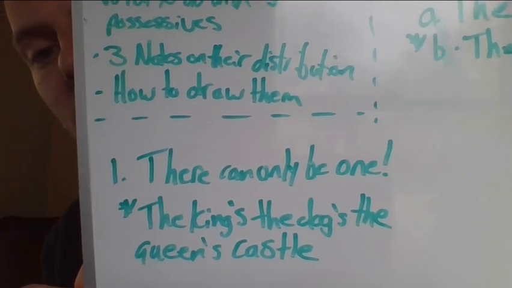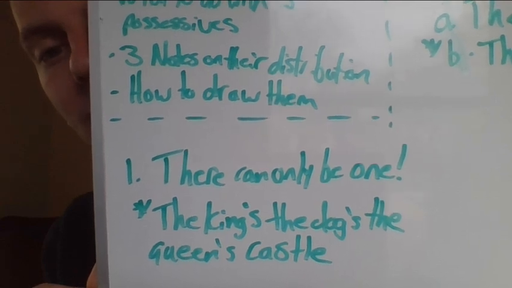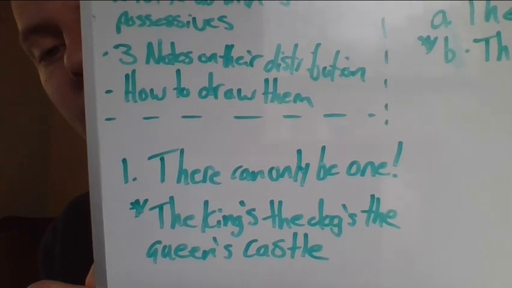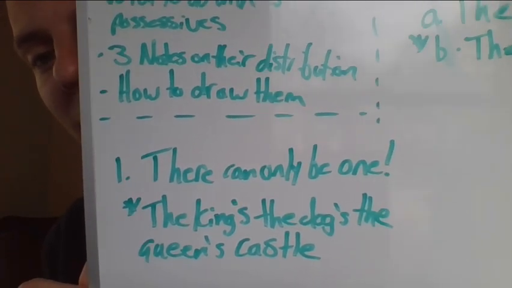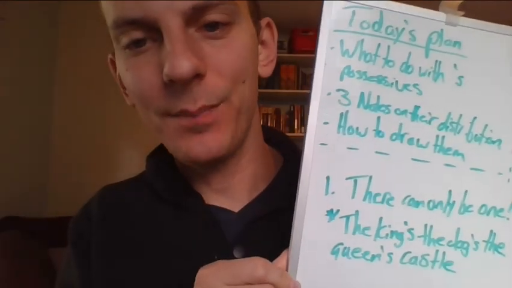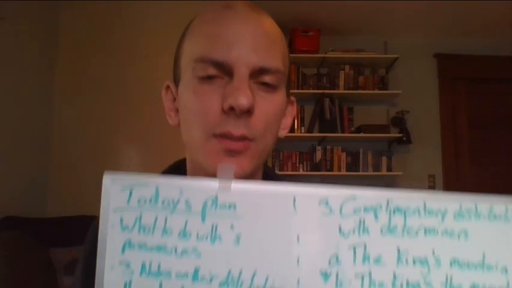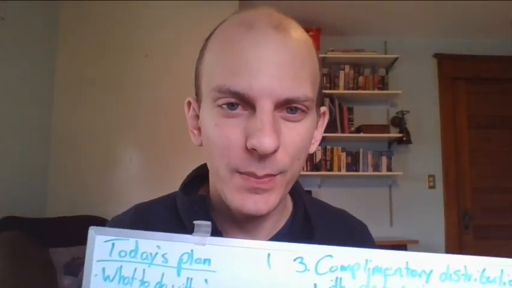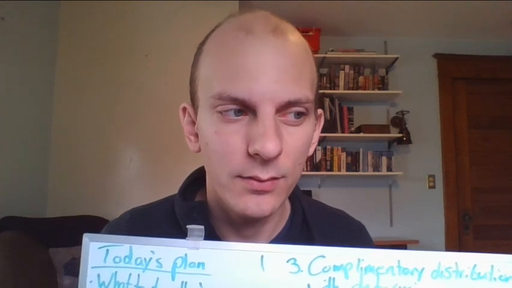We can only have one possessor phrase, right? Something like "the king's castle" is totally fine. But something like "the king's, the dog's, the queen's castle" is ungrammatical. It doesn't really make sense. There seems to be a limitation on how many of these possessor phrases we can get.